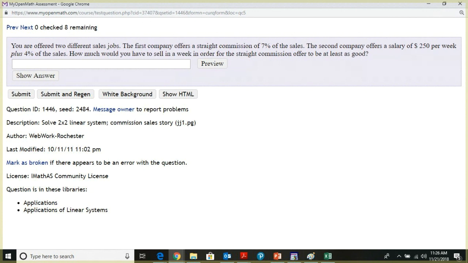First off, we need something that represents the first company and something that represents the second company. I don't know, should we just do X and Y? We'll let X be sales at the first company. Because our question is how much would you have to sell? So we want our variables to represent sales. X is going to represent sales. Let me change this a little bit. I think we can do this without.